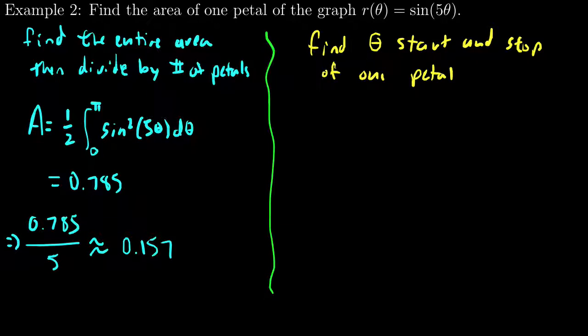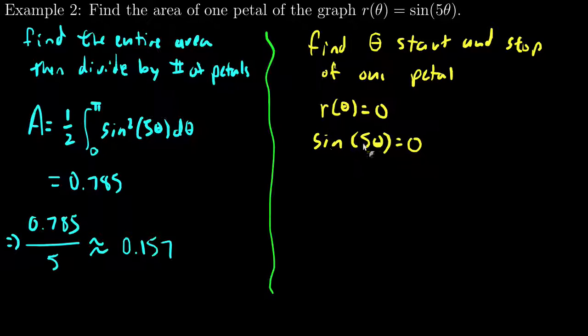The other option, which is the one I prefer, is to find where it starts and stops. And a petal starts and stops at the origin, or where r equals 0. So we find where sine of 5 theta is equal to 0. And I don't need every one. Of course, there are infinitely many theta values for which sine of 5 theta is 0. I just need 2 consecutive ones.